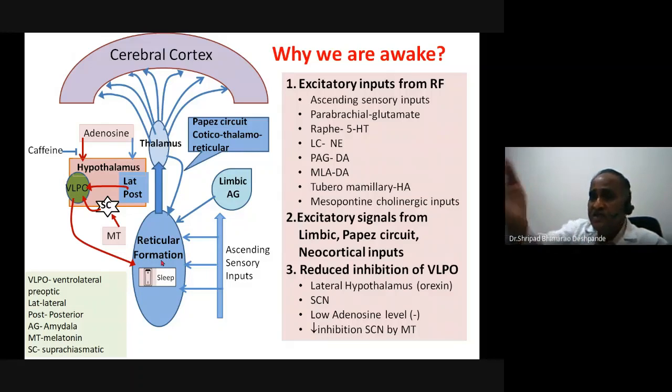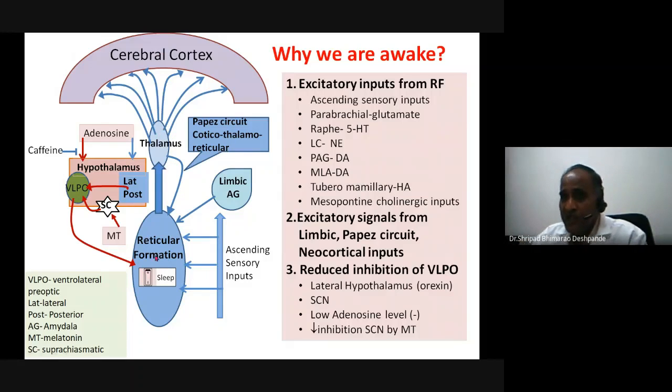produce us awake. In this cartoon, the first thing I have shown here is the reticular formation. I have included in the reticular formation all those areas that I have listed here: the ascending parabrachial nucleus, the raphe nucleus, locus coeruleus, periaqueductal gray, the mesolimbic area, the tuberomammillary area, and the mesopontine cholinergic system. These are all reticular formation. They activate the thalamus and the hypothalamus. They will produce the projections to the entire cortex and bring about the arousal system. That's one component.